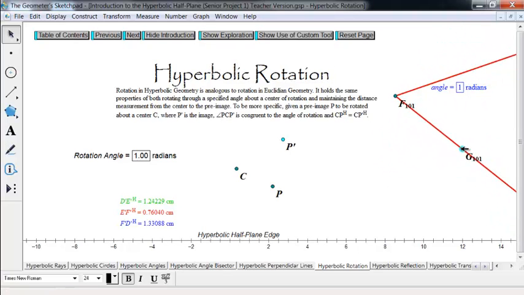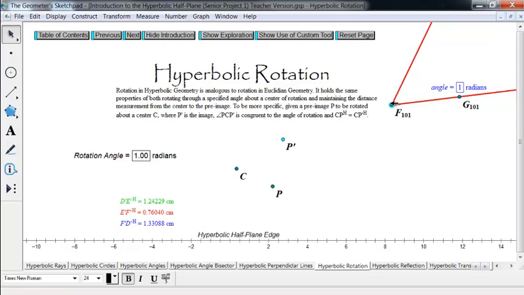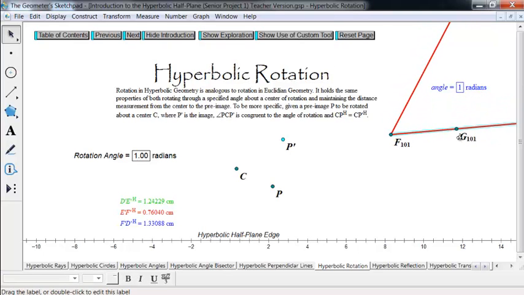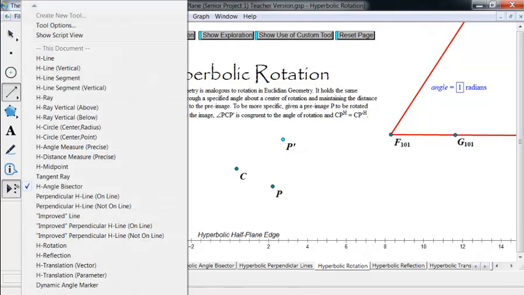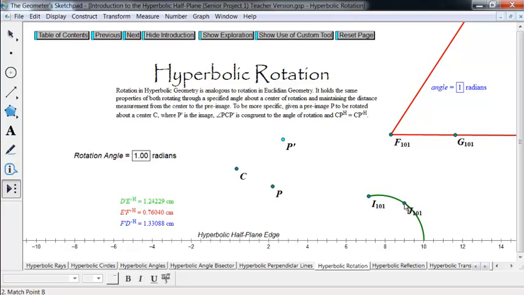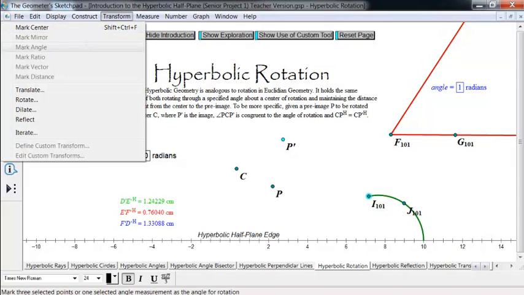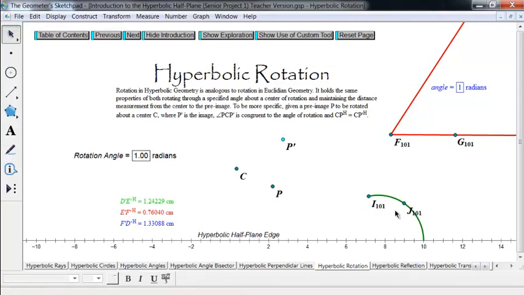Okay, so we want to be able to do the same thing in hyperbolic geometry. And so basically we can do the same thing. We can denote a hyperbolic radian measure here. We can make a ray. Now it needs to be a hyperbolic ray this time, so an H ray. So there's a ray. I can mark the center, and then I want to rotate this in the hyperbolic way.